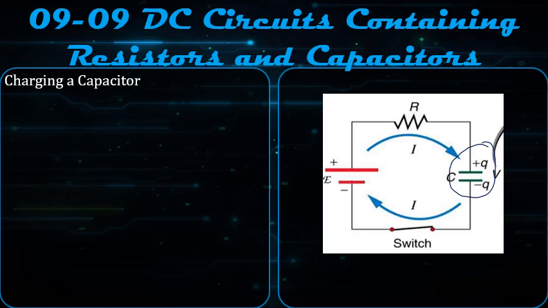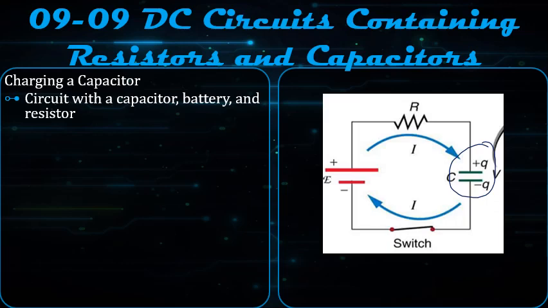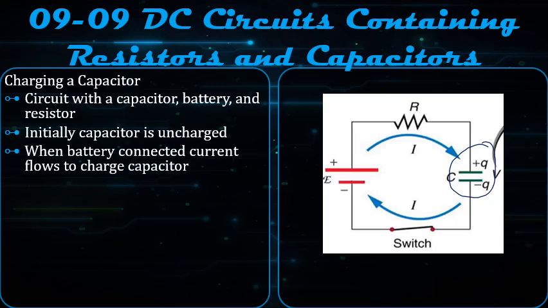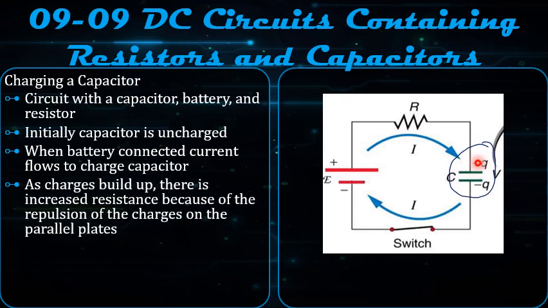We're going to charge a capacitor, and we have a circuit like in the diagram with just a capacitor, a battery, and a resistor. Initially, let's say the capacitor is not charged. And the battery is connected, the current flows, and since the electrons are going there, electrons start building up right here in the capacitor. As the charge builds up, there's an increase in resistance because of the repulsion of the charges. I mean, there's already charge there. It means more electrons don't really want to go there.